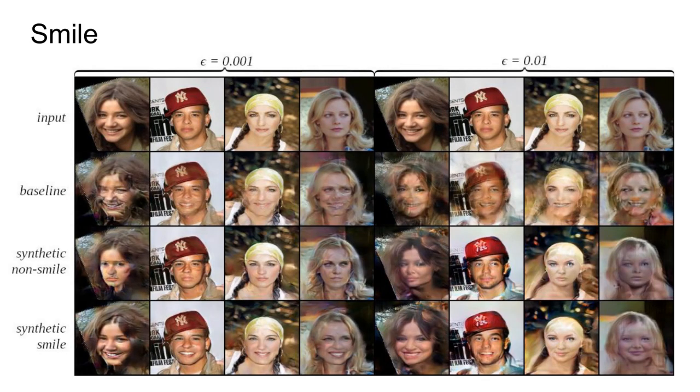So, to some qualitative results. These are images where we have transformed the smiling attribute. We have 4 different images, and the leftmost 4 of them have the distortion constraint of 0.001. The rightmost 4 images have the distortion constraint of 0.01. The first line is the input image. The second line is transformed by the baseline method. The third line is transformed by our method and is generated as non-smiling. And the fourth line is transformed by our method and has a synthetic smile.